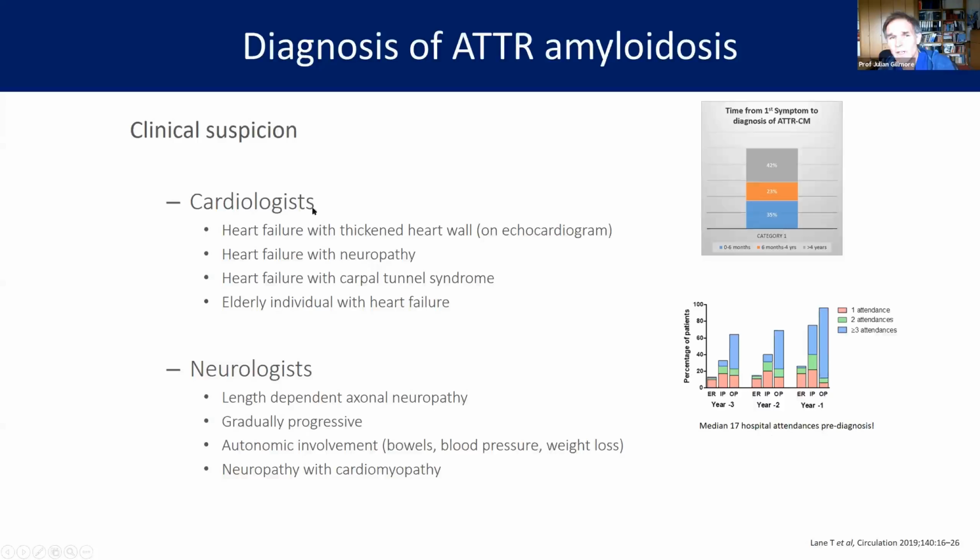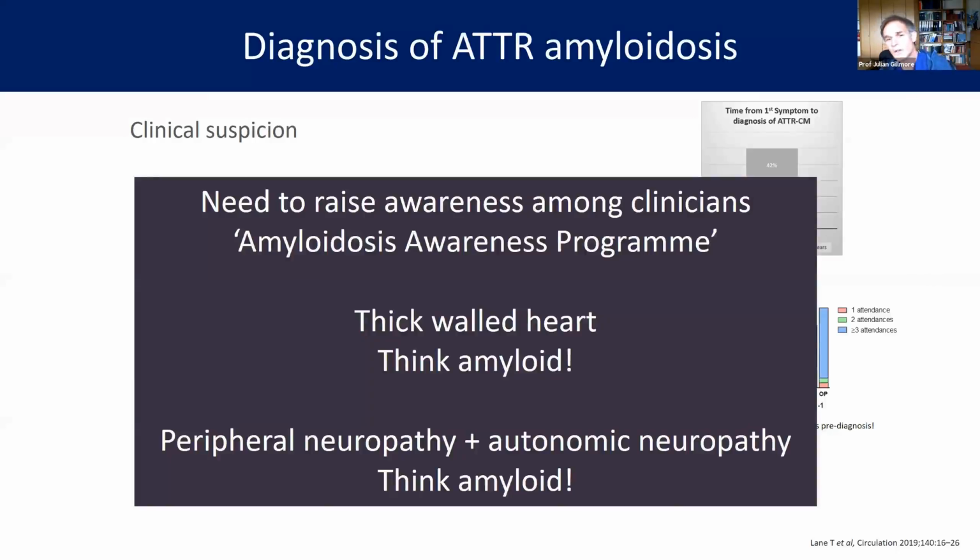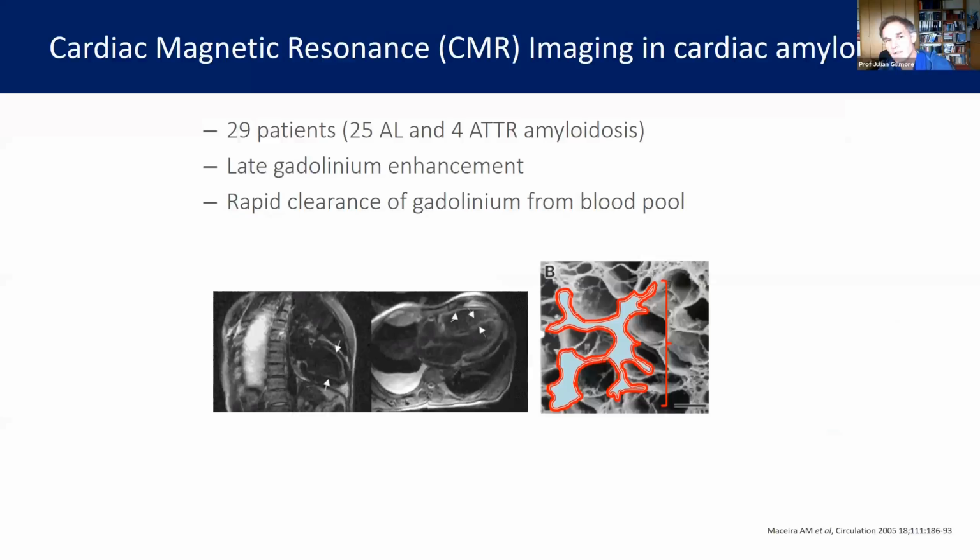So really we need cardiologists and neurologists to be thinking outside the box perhaps, or at least to be aware of cardiac amyloidosis as a possible cause of any patient with heart failure in association with a thickened heart wall. So we need to raise awareness. And from a cardiology perspective, if you've got a thick heart wall, think amyloid. And as Mary said, from a neurological perspective, I think things have improved dramatically.